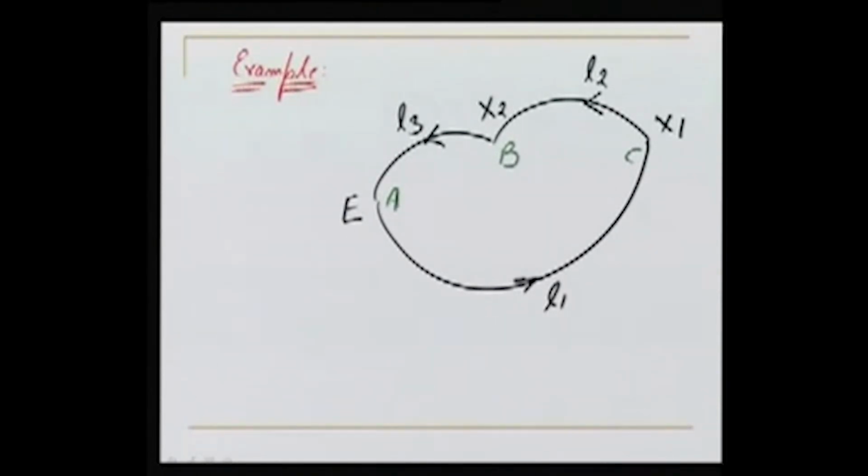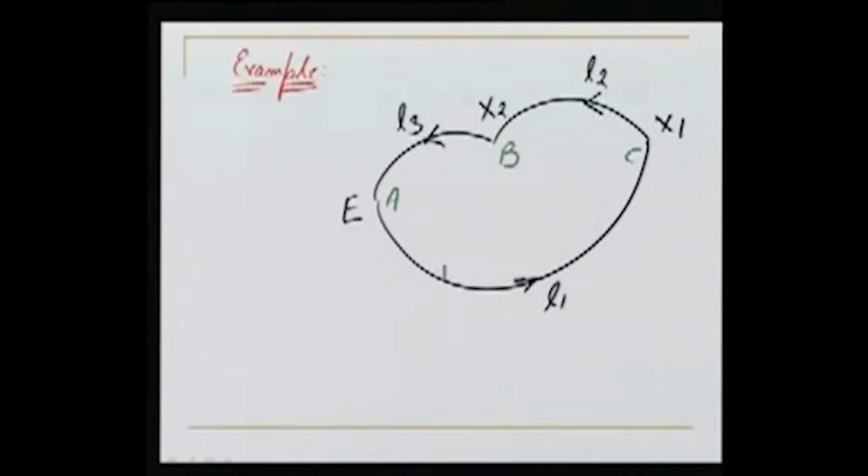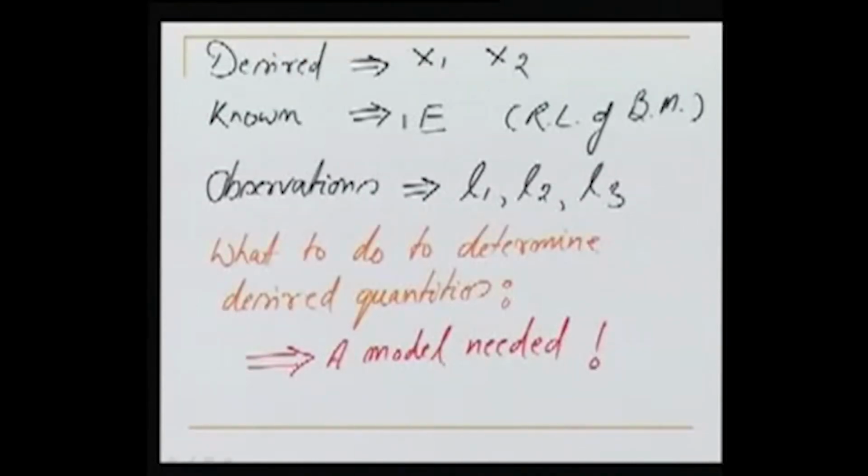Well, the observations are L1, L2 and L3. Because what all observations we have done here? We have observed the difference in RLs, L1 here, L2 here and L3 here. Okay. So what we want to do? We want to determine X1 and X2 now.